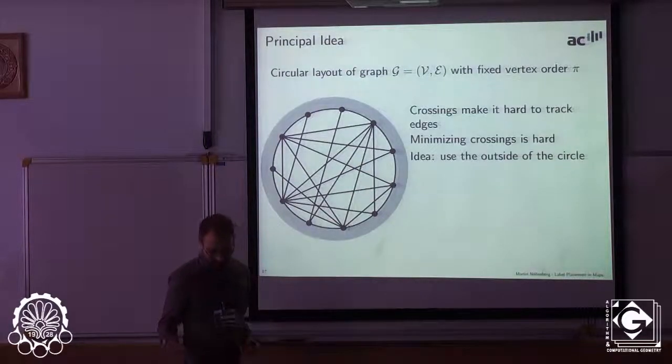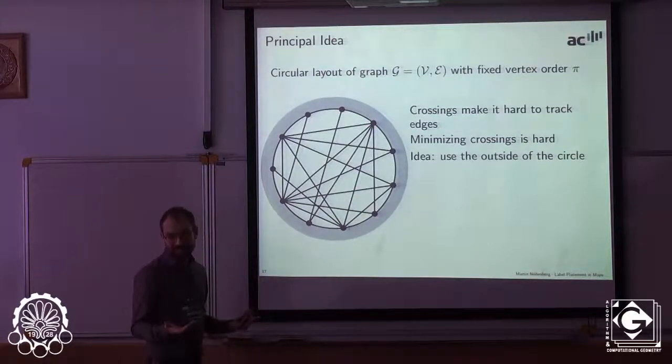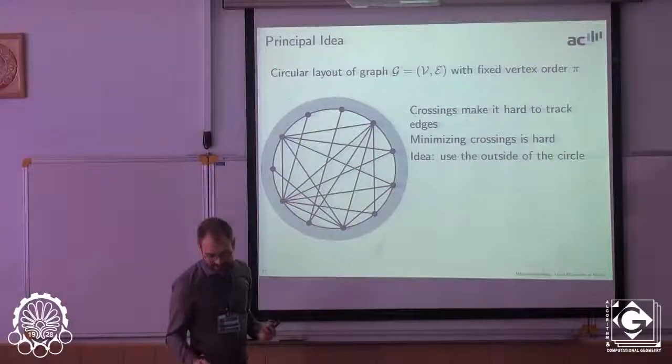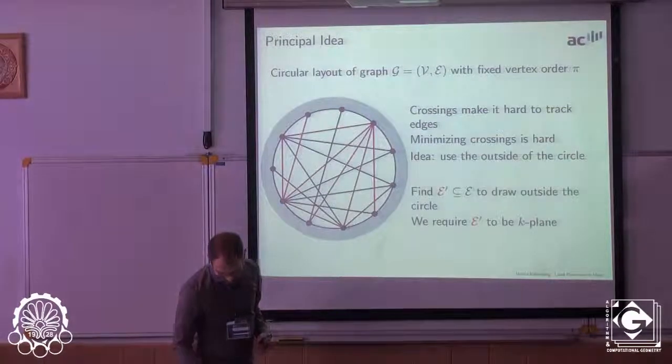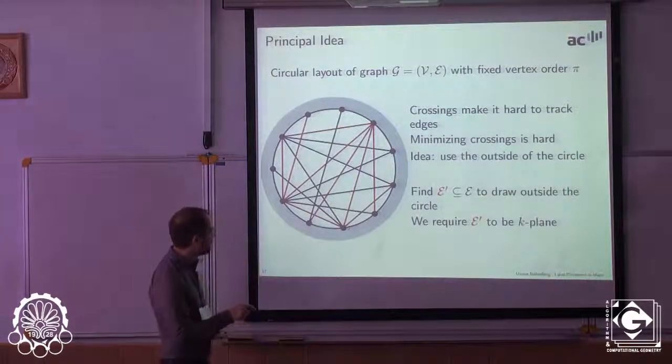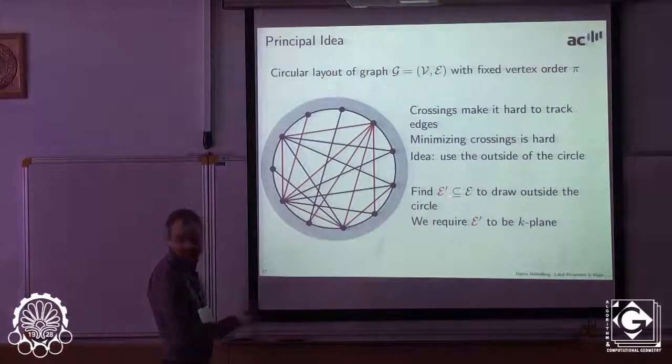Because the crossings, they make it hard to track the edges if there's too many. Crossing minimization in these circular layouts or 1-page book drawings, this is hard. And one idea that has been proposed in a previous paper is to use the outside of the circular layout as well for some of the edges. So the goal here would be to find a subset of the edges here, colored red, and instead of drawing them in the inside, we draw them in the outside.